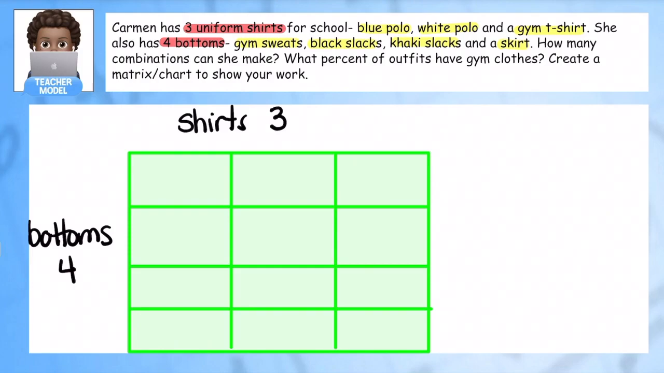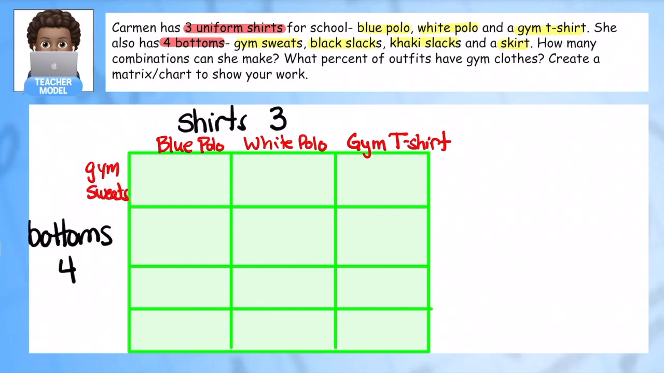Now I'm going to name the columns and name the rows so we know the categories we have. For shirts, we have the blue polo, we have a white polo, and we have a gym t-shirt. And for the bottoms, we have her gym sweats, we have the slacks, black slacks, we have the khakis, or the skirt.